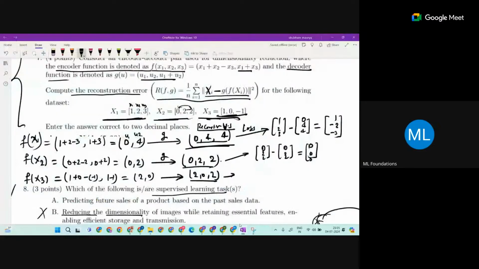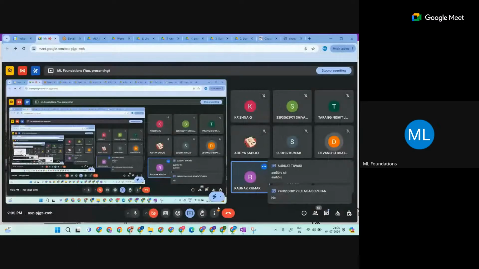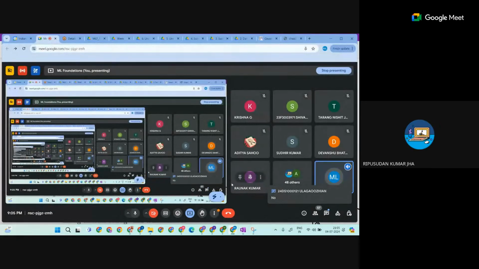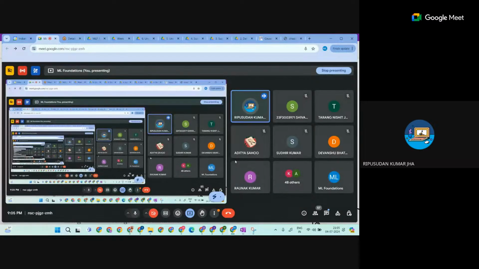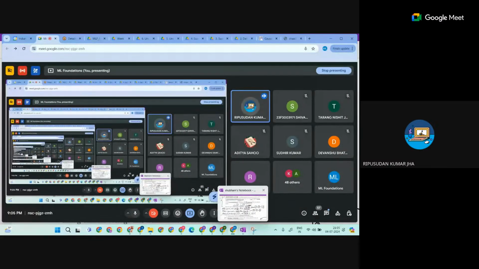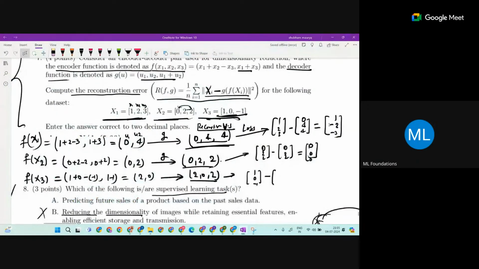So let's calculate for the third one. Original one is 1, 0, minus 1. For the first loss vector, there will be minus 1, sorry, minus 1 instead of minus 3. Yes, here it will be minus 1. This is minus 2. Yeah, this is going to be minus 1. Now for the third one, this is going to be 2, 0, 2, and the error vector is going to be minus 1, 0, and minus 3.